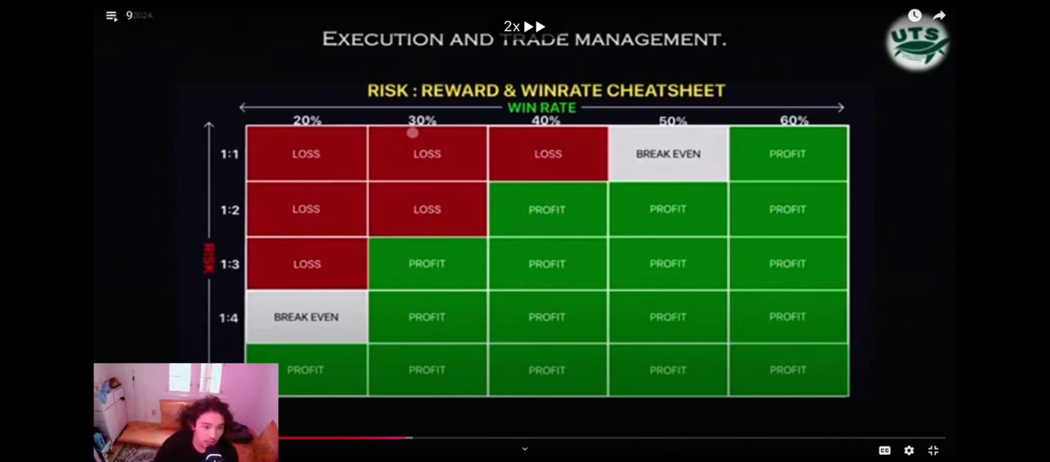You can see if you have a 20% win rate and you go for a 1 to 1 RR, you're losing. You're unprofitable. Simple as that. If you're going for 1.2 RR with a 20% win rate, you're unprofitable. If you have a 20% win rate but you go for 1.3 RR, you still are unprofitable. With a 1.4 RR, you're a break-even trader. With a 1.5 RR, you're profitable. But 1.5 RR is a lot, by the way, so keep that in mind.